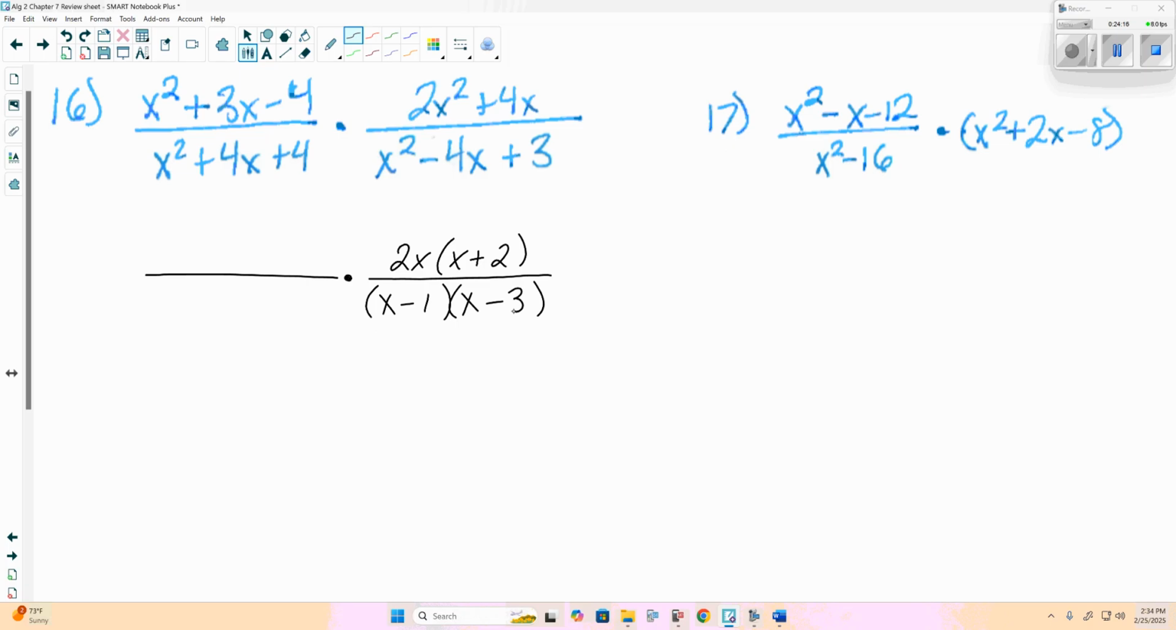Where do we want to go next? Top or bottom? Top, x squared plus 3x minus 4. Since the third term is negative, our signs are opposite. Factors of x squared are x and x. Factors of 4, we have 1 and 4, or 2 and 2. Which one do we want to try first, 1 and 4 or 2 and 2? 1 and 4.